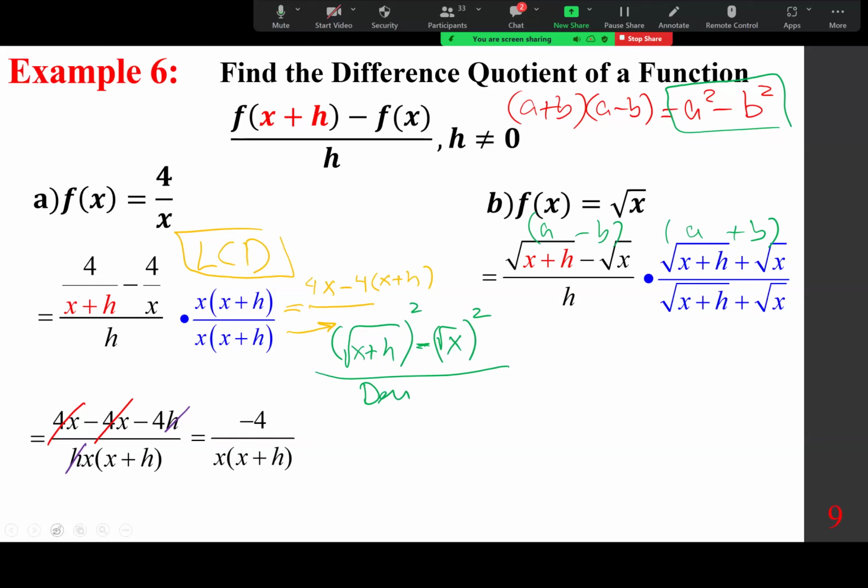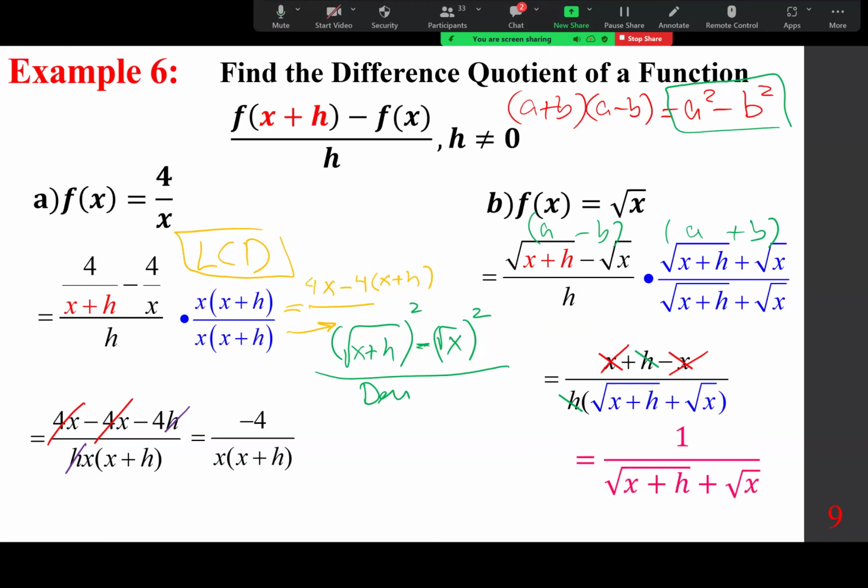So what happens? This comes out and this one comes out. So you get x plus h. You don't have to write this step. I hope you understand, it's a squared minus b squared. This comes out as x plus h minus x. These two cancel each other. The numerator has nothing but h. The h cancels out the h in the denominator, and the numerator is left with only the number 1.